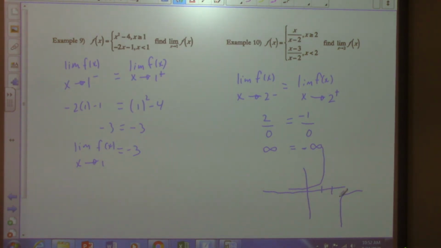But even if one of these was infinity, even if these were both positive infinity, still the answer would be does not exist. Whenever infinity is found anywhere, on the left-hand side or right-hand side, or both, still the limit does not exist. Right?